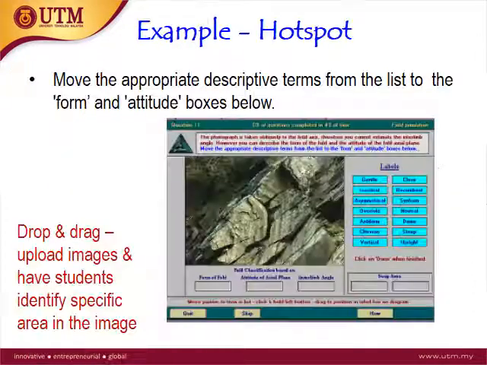Okay, let's look at the example of the hotspot. This is the image given, and then the question asks the students to move the appropriate descriptive terms from the list to the form and attitude boxes below. So what the students need to do is basically a drag and drop action. Okay, so this is what we call hotspot type of questions.